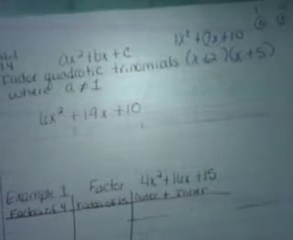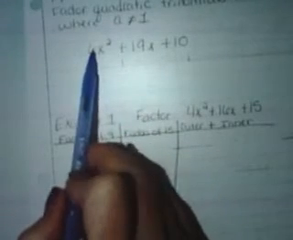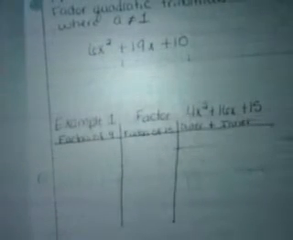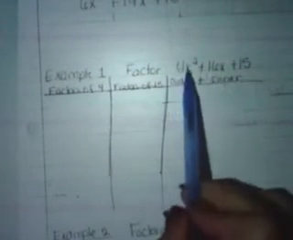Okay, well, today's lesson, we're still factoring quadratic trinomials. But this time we have a number other than 1 in front of the x squared. So we're going to practice factoring these types of quadratic trinomials. I always do a table. Say I have 4x squared plus 16x plus 15.